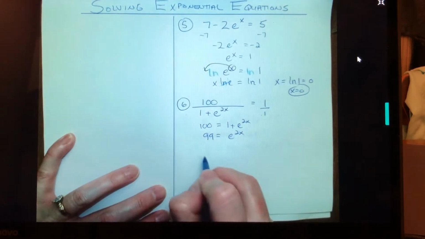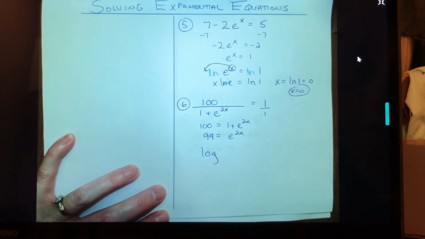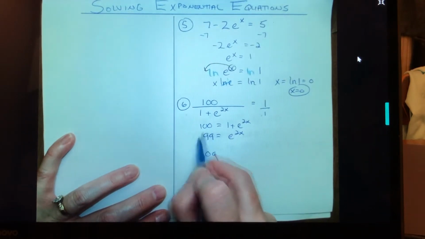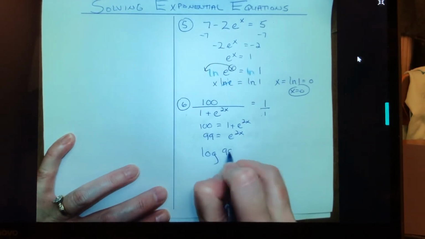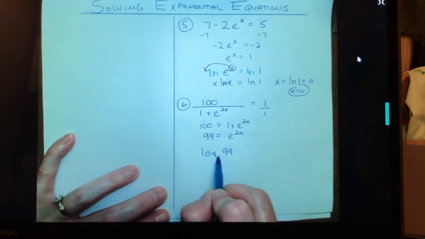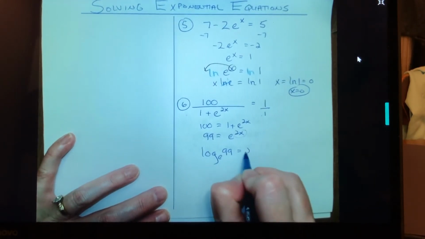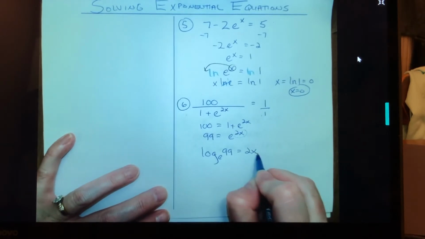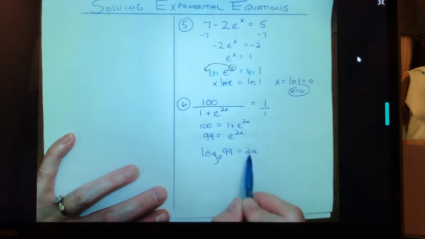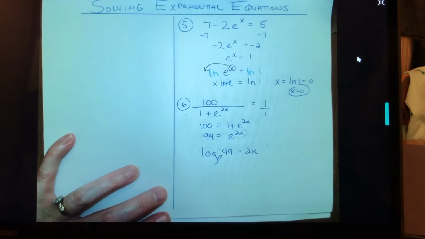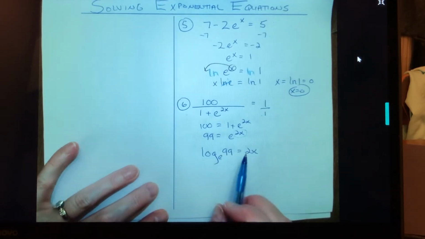So if you remember to backwards map, we're going to turn it into a log. This number that's by itself over here goes inside the log. The base of the exponential becomes the base of the log. And this, the exponent, gets broken out by itself. So now we have taken this exponent and brought it down to the main line, which is what we need to do to solve this.